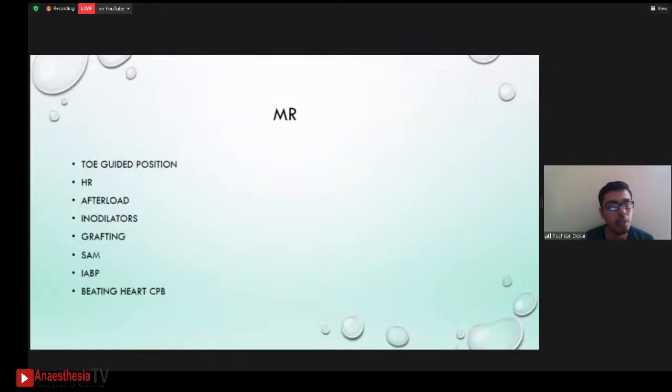If the patient is having mitral regurgitation, we should continuously monitor the amount of MR during heart positioning using TOE, and the standard cardiac rate is to be maintained by reducing the afterload and increasing the heart rate.